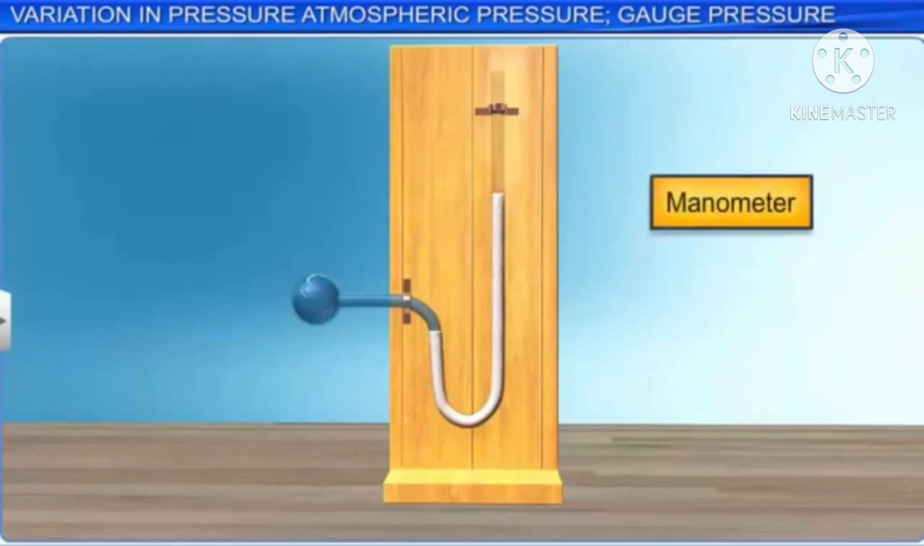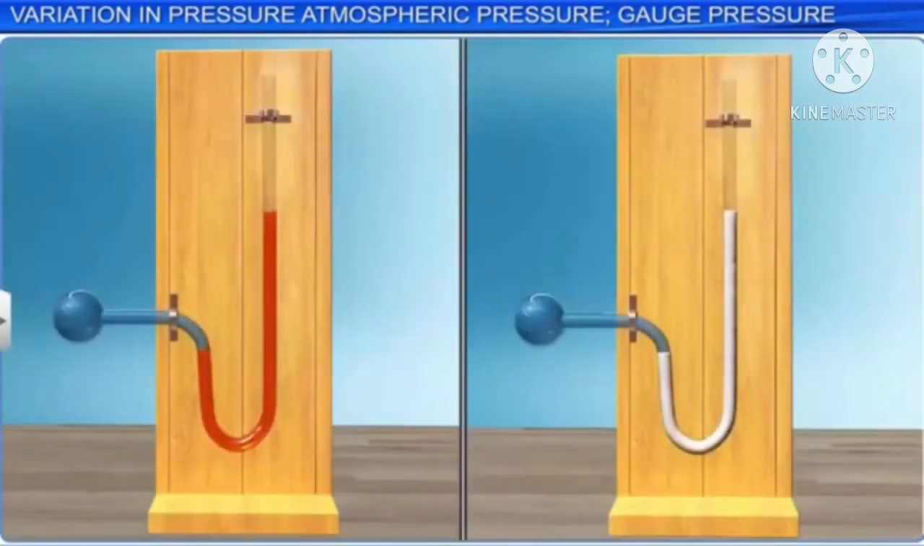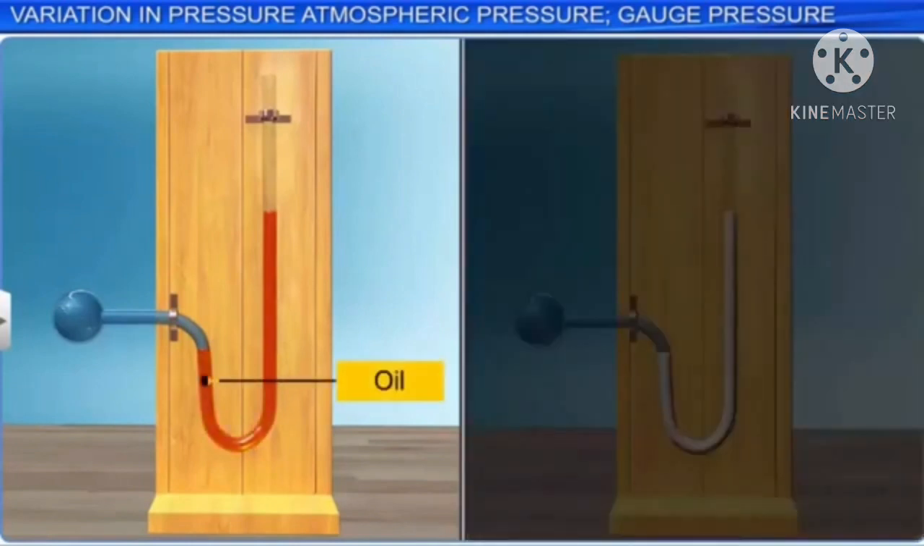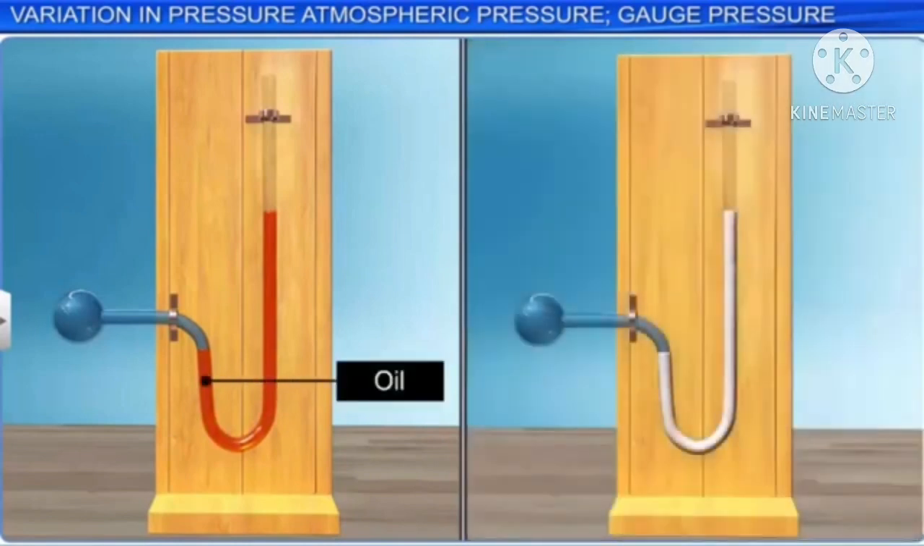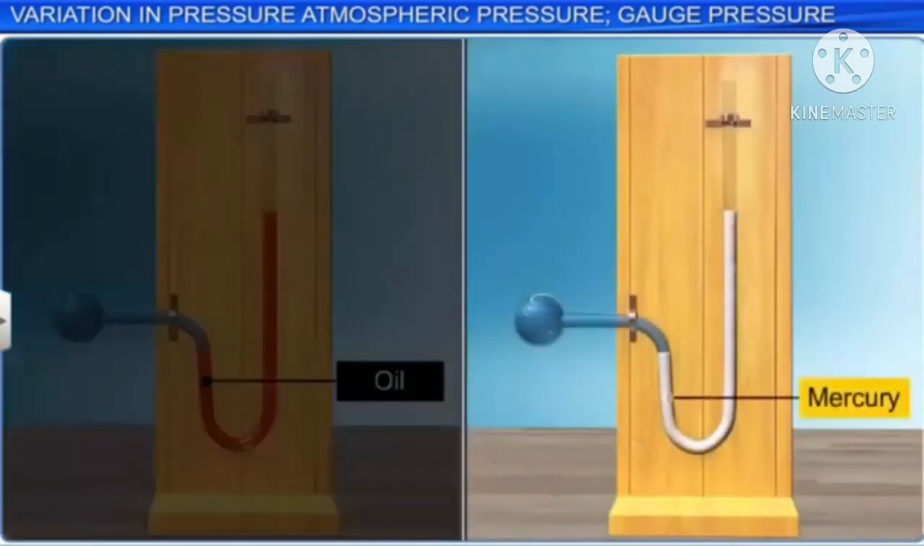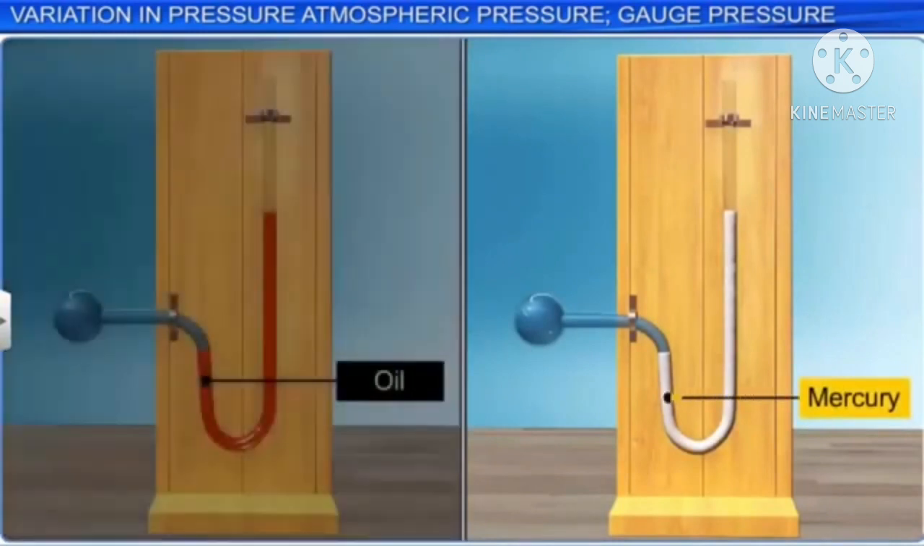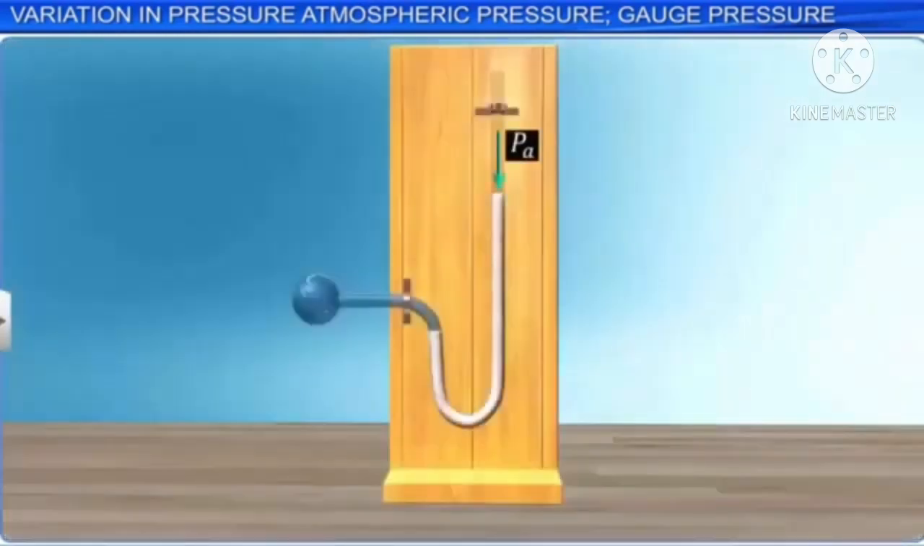The pressure P at point A is equal to pressure at point B, which is P equals Pa plus ρgh, where ρ is the density of the liquid, g is the acceleration due to gravity, and h is the manometer height, which is the difference in the height of the liquid in both the limbs of the manometer. Here, the gauge pressure P minus Pa is equal to ρgh.